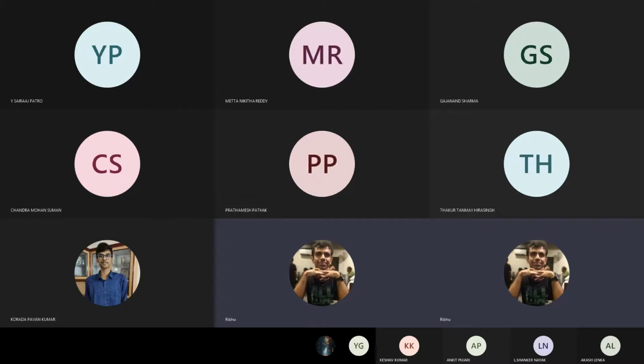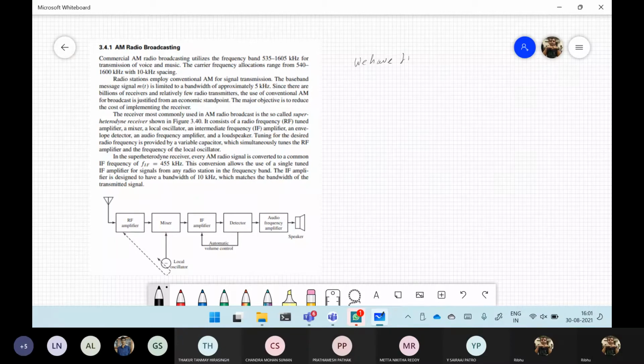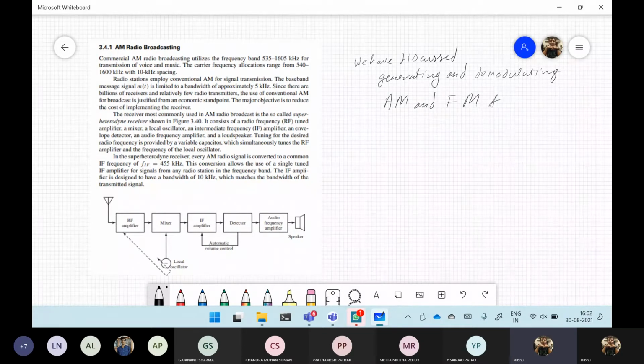We have discussed generating AM and FM signals and have also looked at their spectra, right?